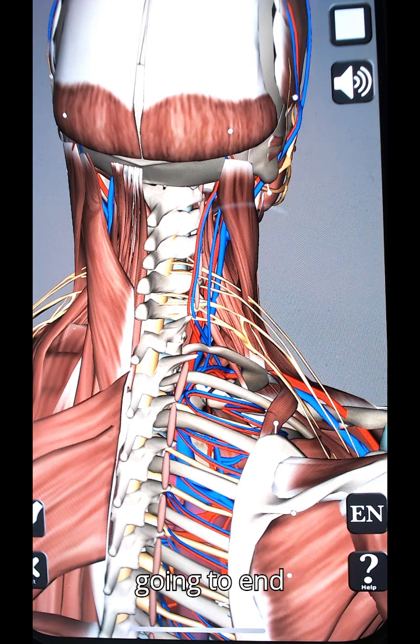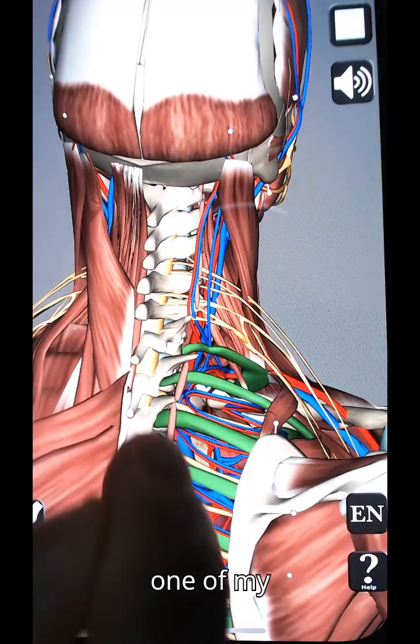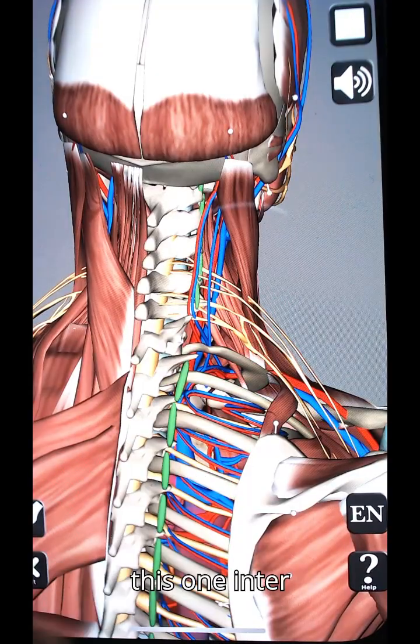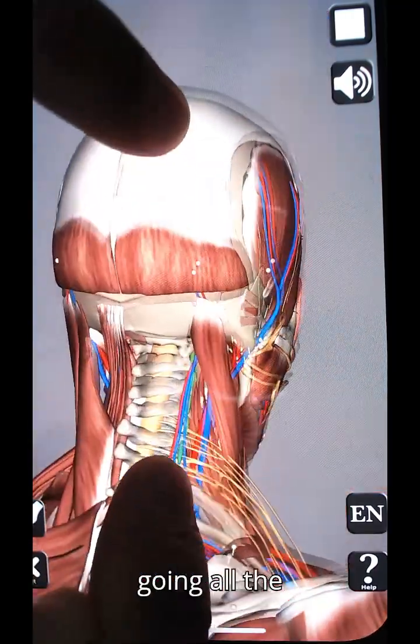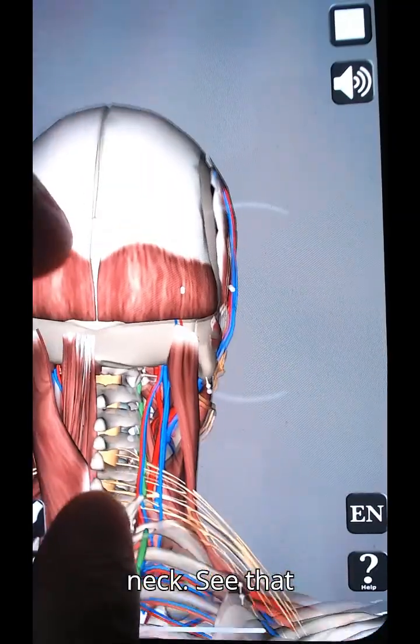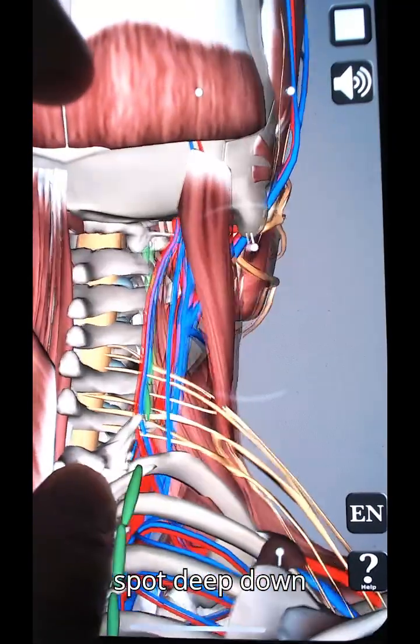Ready to get rid of that guy. And we're going to end. Oh, we're not ending yet. We're going to go to another one of my favorite muscles that are quite wild. This one, intertransversarii. Look at this muscle. This muscle is going all the way to your neck. See that little green spot deep down in there?